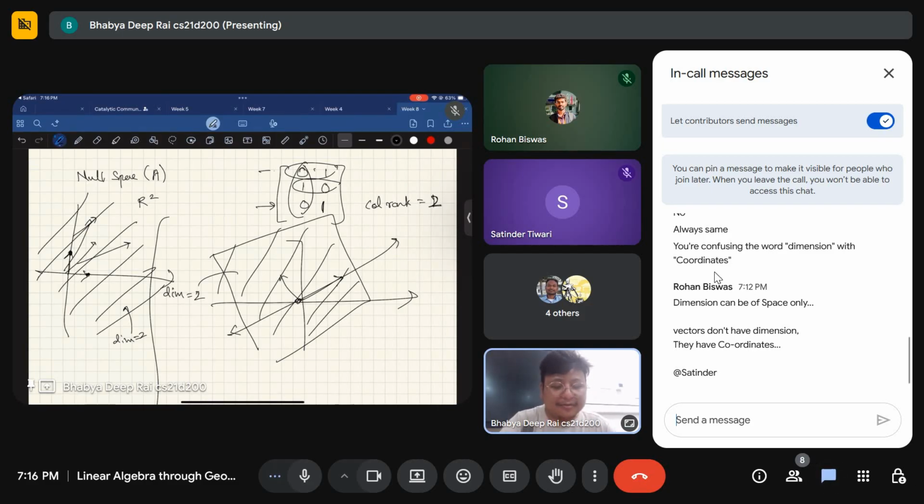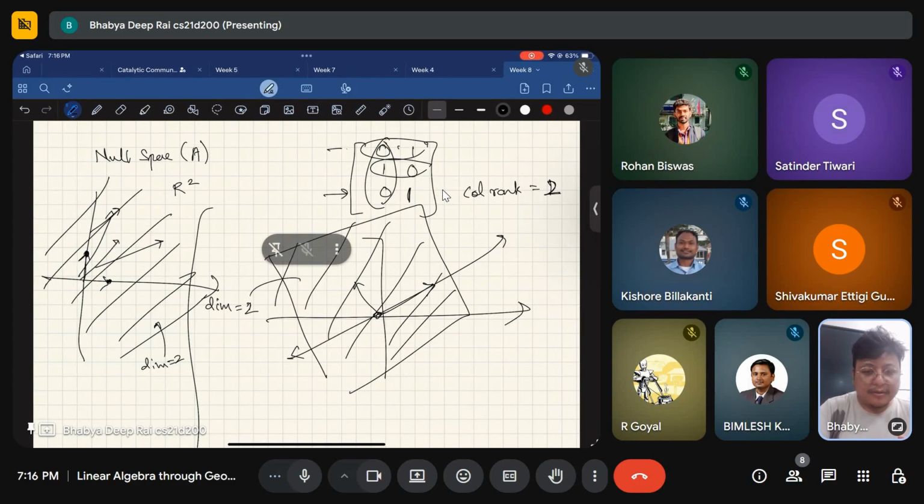Yeah, Rohan, that's right. Confusing the word dimension with coordinates. Dimension can be of space only. Vectors don't have dimension. Well, I mean, you say an n-dimensional vector, right? I think that is where the confusion is, because you have dimensions in vectors, but what you're talking about is not the dimension of the vector. You're trying to find the dimension of the vector space, the span.